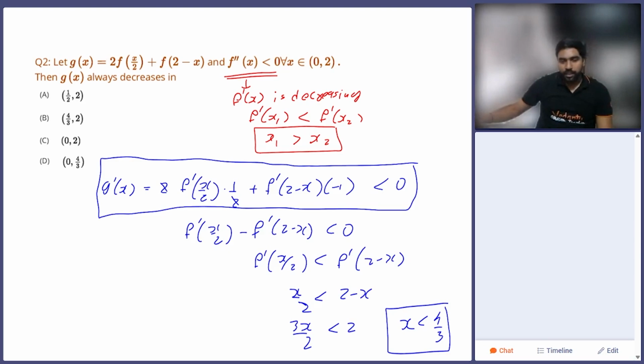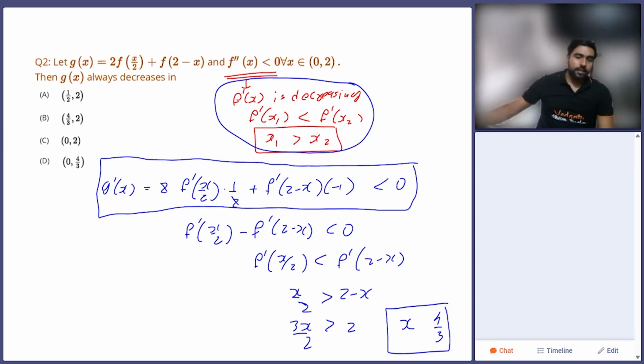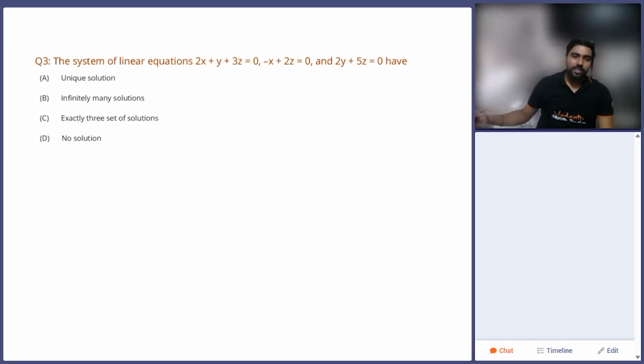So we have f dash of x decreasing, right? So here your inequality will switch, because f dash of x is decreasing. That's why we get x rather greater than 4 by 3, but x lies between 0 and 2. So therefore the final answer will be that your x has to lie between 4 by 3 and 2. That's option B, the answer for this question. Plain and simple, direct question.